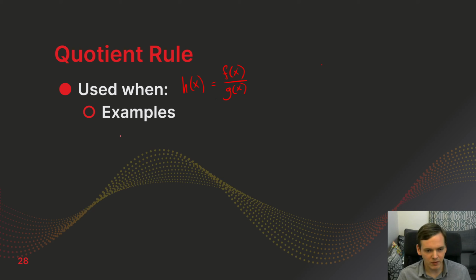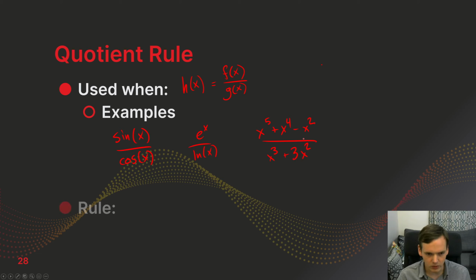And examples of that might be sine of x over cosine of x, or e to the x over ln of x, or something like a polynomial of x to the fifth plus x to the fourth minus x squared over x cubed plus 3x squared, etc., etc. You get the idea of quotient.